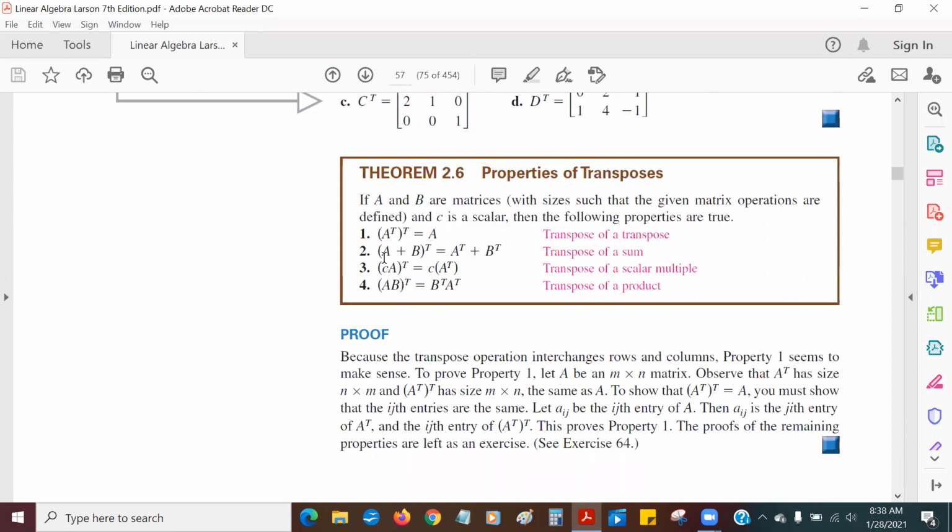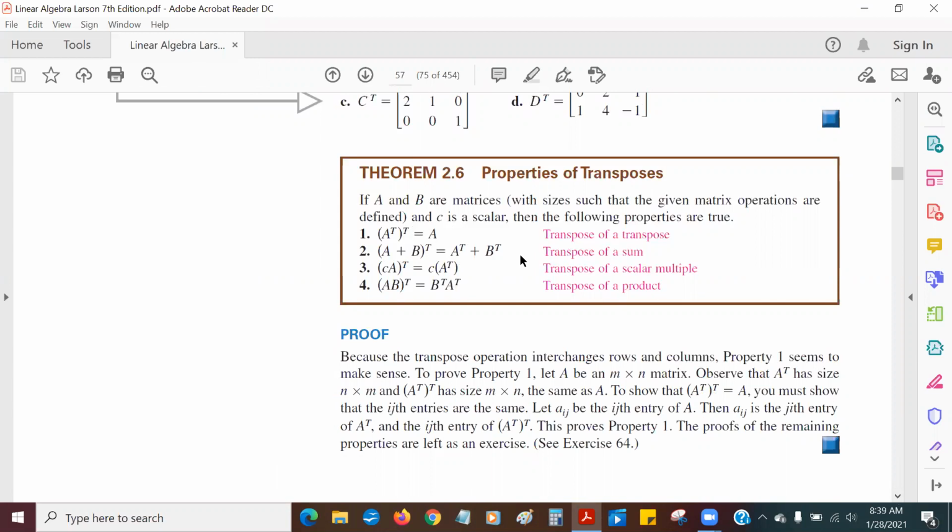Here, if I take a sum of two matrices and I transpose that sum, it would be the same as if I transpose each matrix individually and then add them up. So I guess you could say the transpose of the sum is equal to the sum of the transposes. That's another way of saying it.